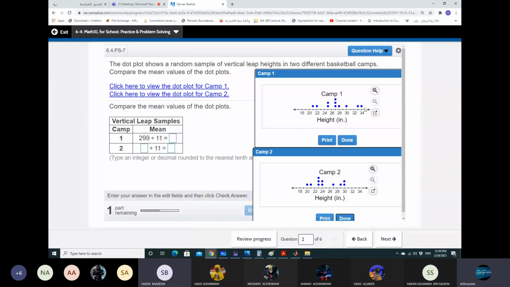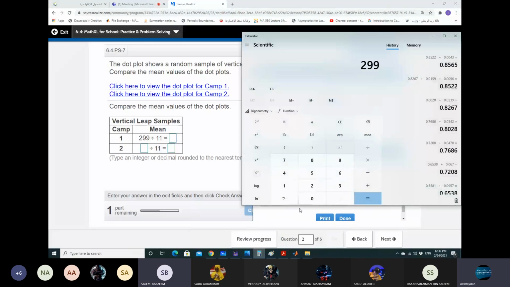So you have to add the values and divide by 11. So 299, let's divide it.